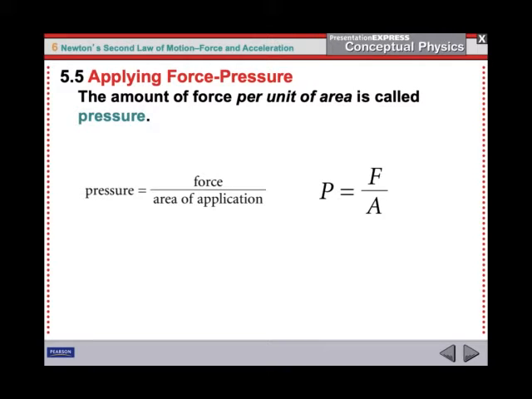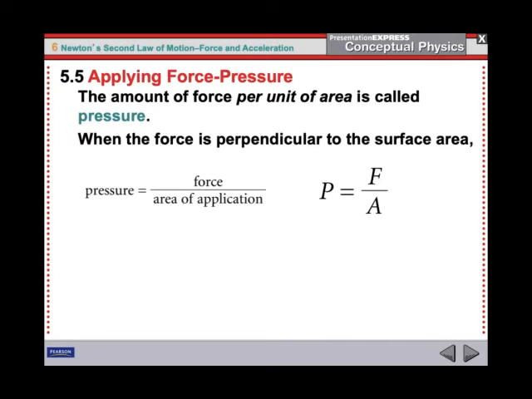So the amount of force per unit of area is called pressure. And here's our formula that we're going to use to calculate pressure. You can only use this formula when force is perpendicular to the surface area. In more advanced physics classes, they'll take care of how to figure out how much force and what pressure is in other situations, but for us, we're only going to worry about it when it's perpendicular to the surface.